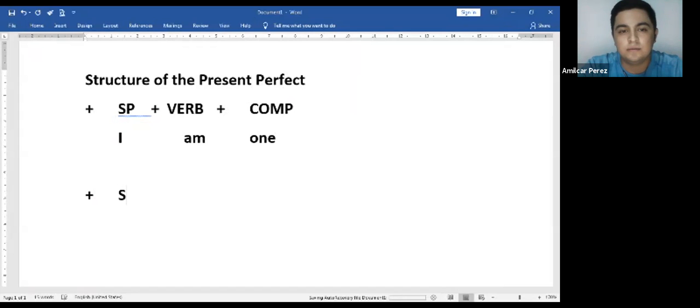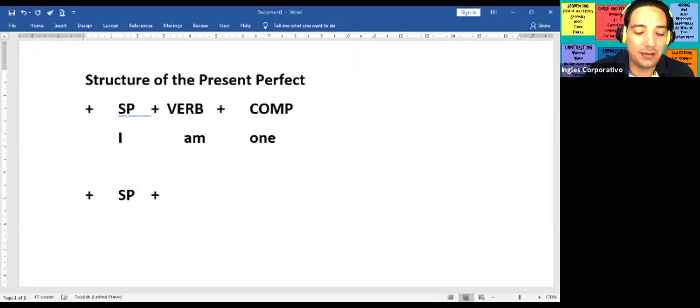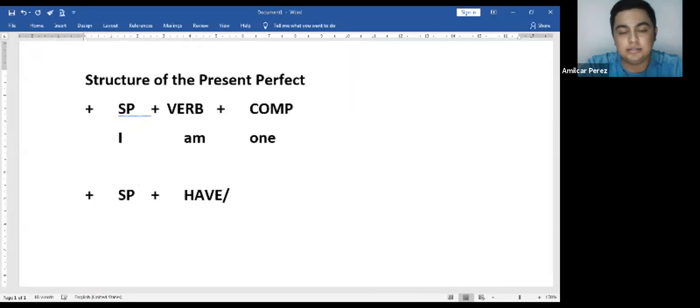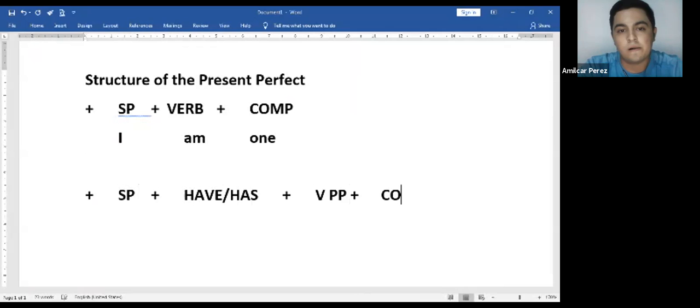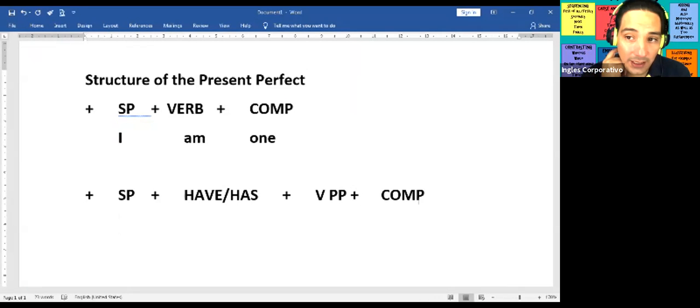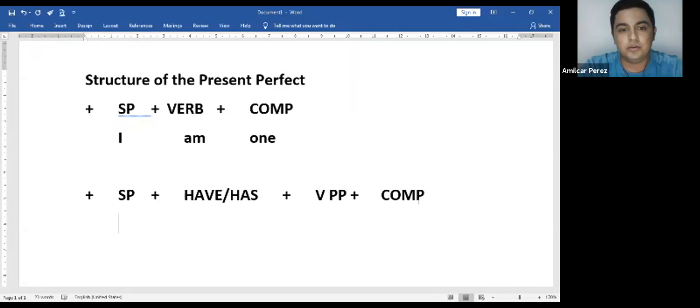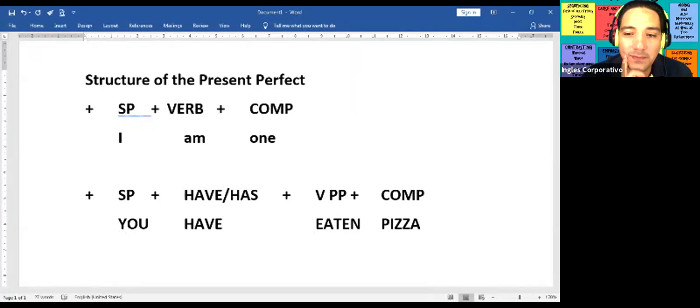Subject pronoun. Plus have. Plus the verb in the past participle. And then? Complement. Perfect. Okay. Let's go ahead and replace. Subject pronoun? You. Have. Second person. Eaten. You have eaten. Pizza. Eat, ate, eaten, right? Okay, perfect.